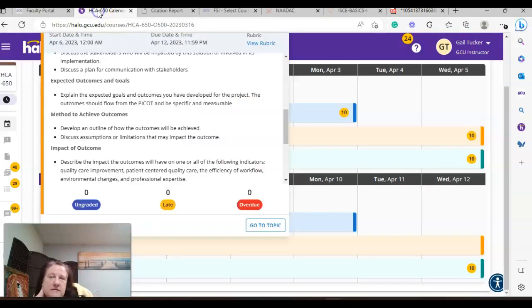Then the next section of the paper is your method to achieve the outcomes. So you have the big umbrella statement, the goal. This is what I want to do. Objectives are because this is the goal I want to do, and because I'm going to increase patient safety, to increase staff satisfaction, and so on. So underneath those objectives, then you have interventions, okay? Those are how you're going to accomplish those.